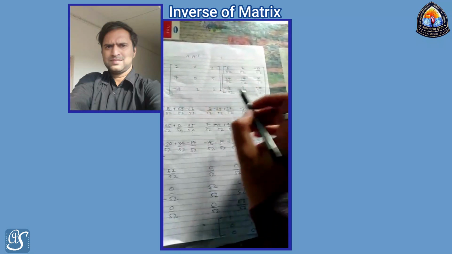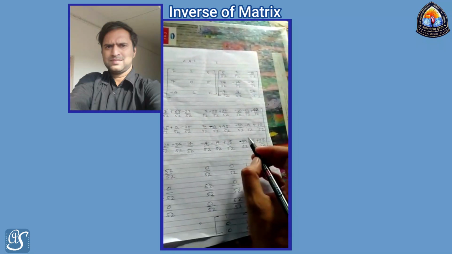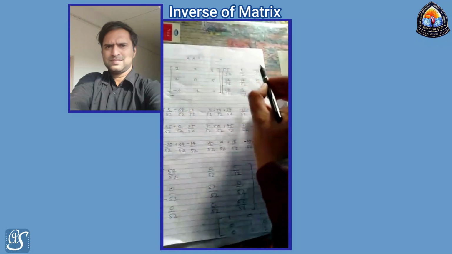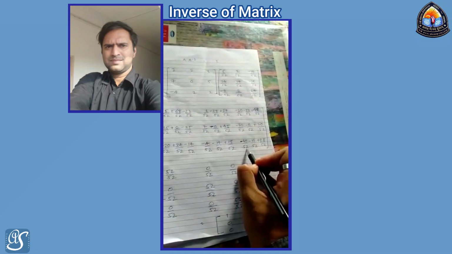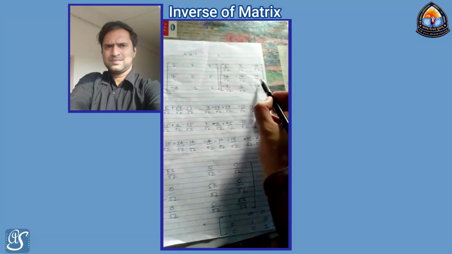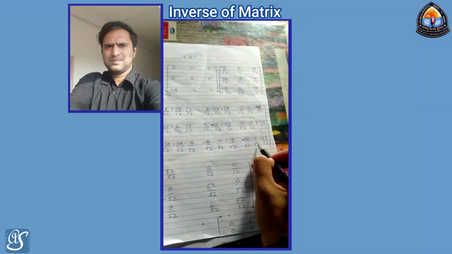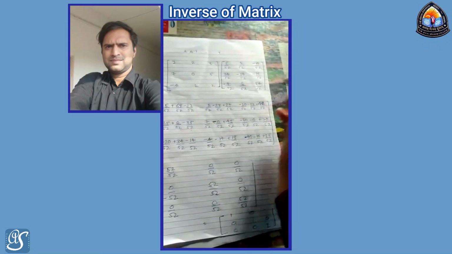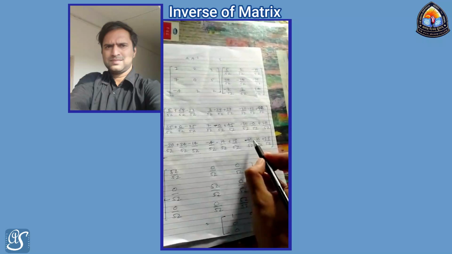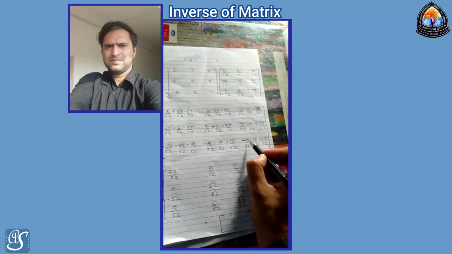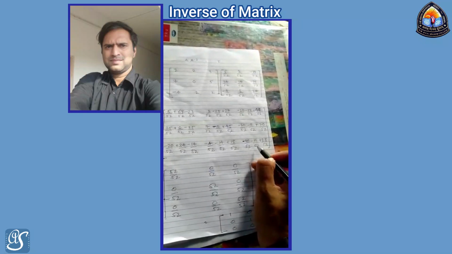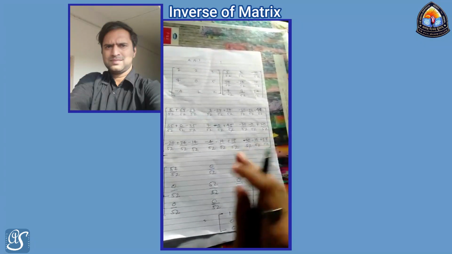Now third row, third column. So minus 4 into minus 10, so minus into minus is plus, 40 upon 52. 1 into minus 16 upon 52, so minus 16 upon 52. 2 into 14 upon 52, so 28 upon 52. So third row, third column: this is positive 40, so 40 upon 52 minus 16 upon 52 plus 28 upon 52.